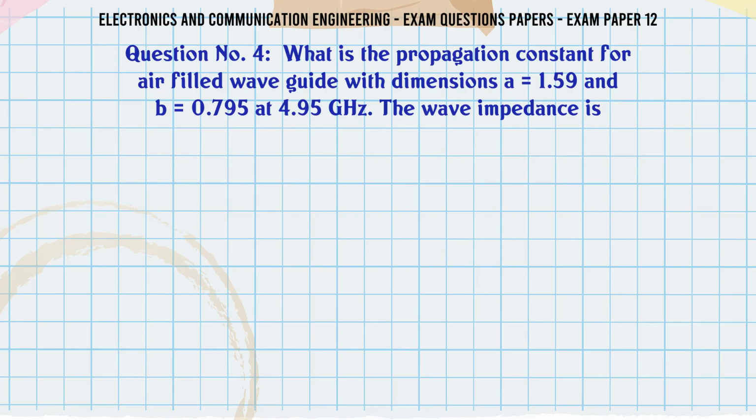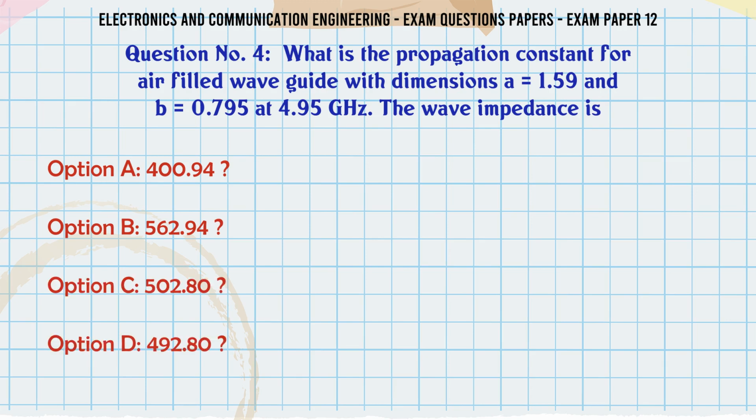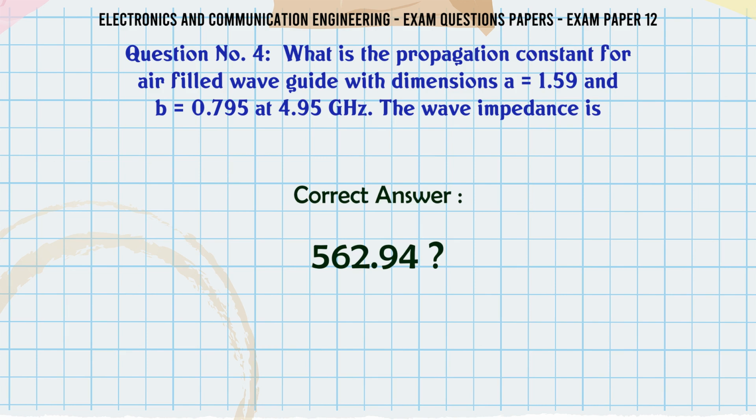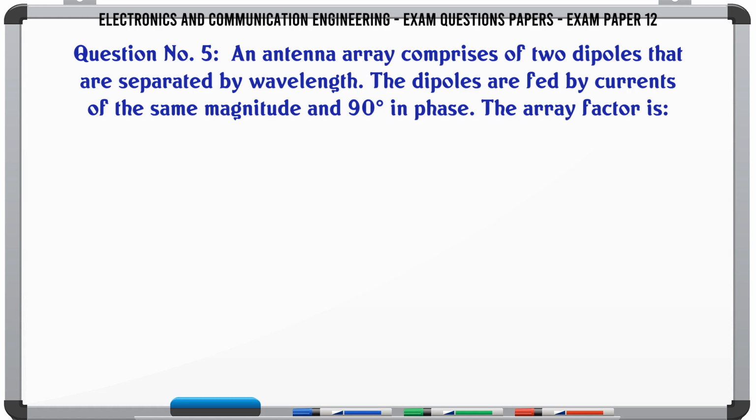What is the propagation constant for air-filled waveguide with dimensions A 1.59 and B 0.795 at 4.95 GHz? The wave impedance is A 400.94, B 562.94, C 502.80, D 492.80. The correct answer is 562.94.